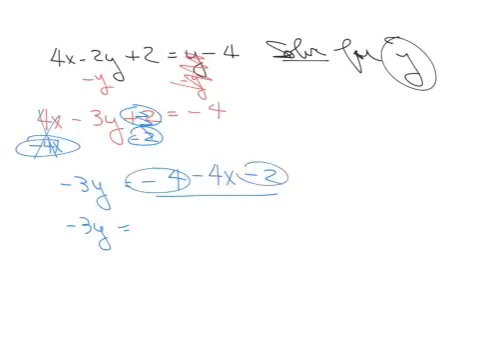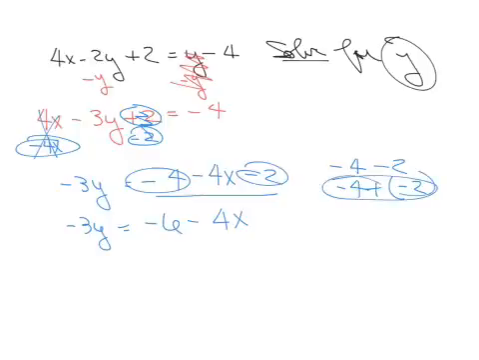Negative 4 minus 2 is negative 6. Because remember, negative 4 minus 2 is the same as negative 4 plus negative 2. Signs are the same, so you add them and put the sign on. So that's where the negative 6 comes from.